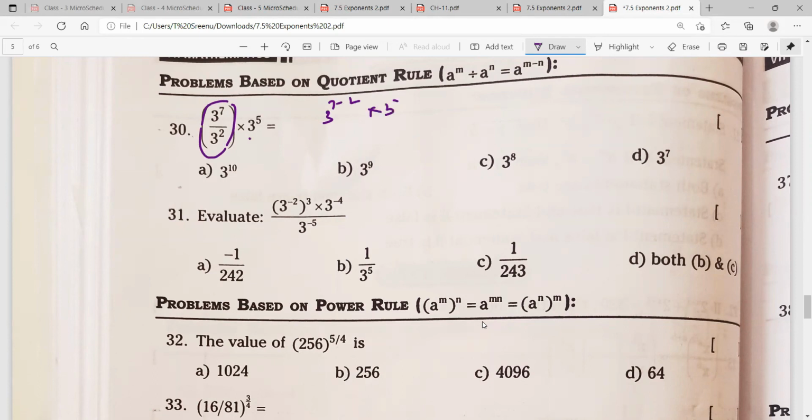Already into 5 is there. 3 power 5 into 3 power 5. Now we add the powers. Answer is 3 power 10, option A. So likewise, try 31, children.